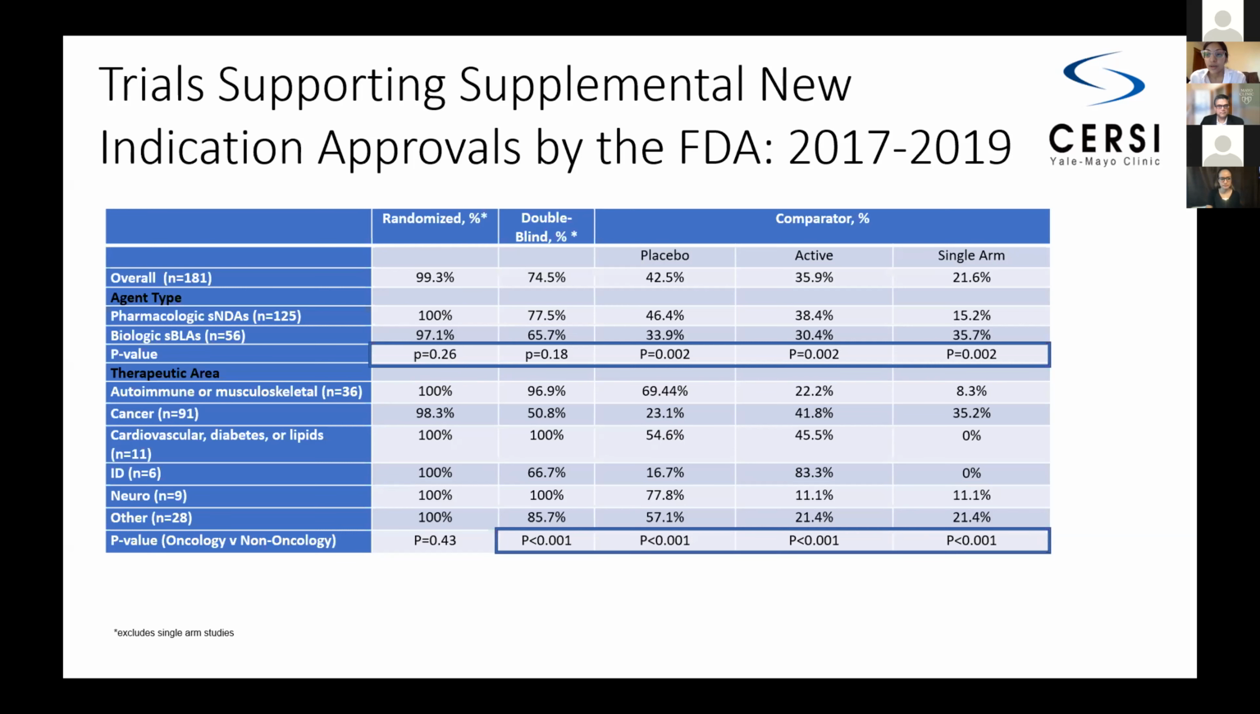With regards to therapeutic area variation, what you can see is that cancer drug trials supporting new indications in cancer were less likely to be double-blinded and less likely to use a placebo or active comparator arm.